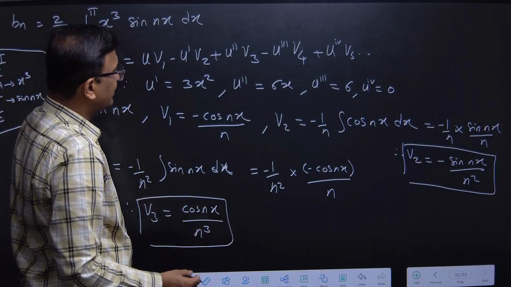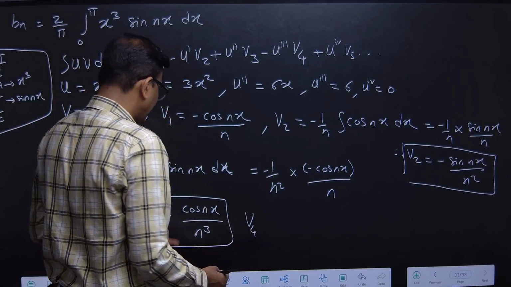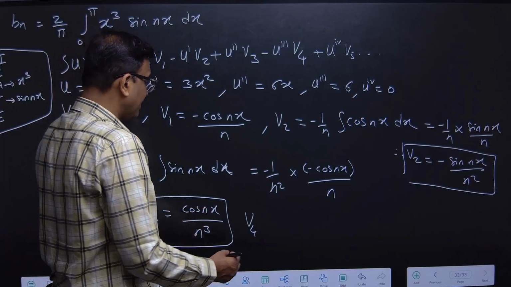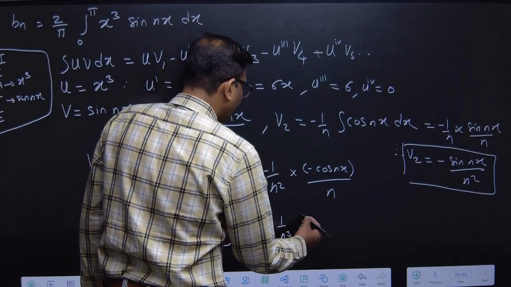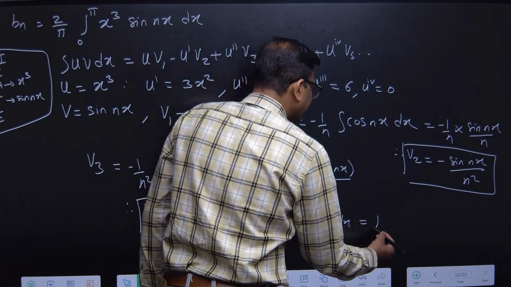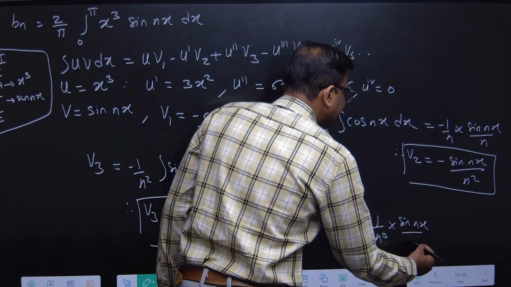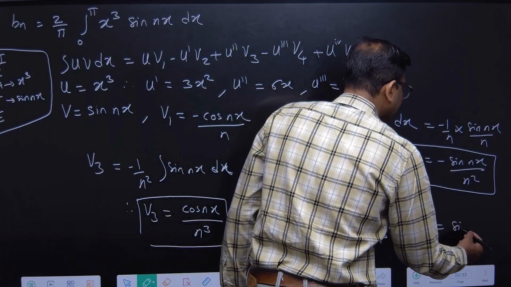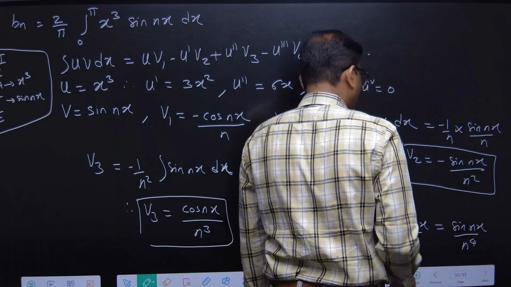V4 is the integration of V3. So V4 is the integration of this term, the integration of cos nx upon n cube. Again we can take 1 upon n cube outside, the integration of cos of nx dx is sine nx upon n. So it becomes sine of nx upon n raised to 4.